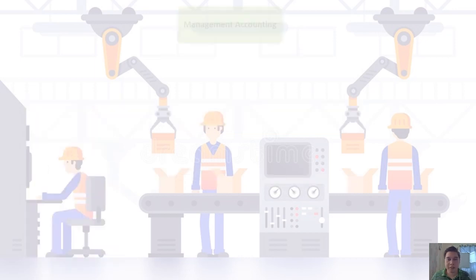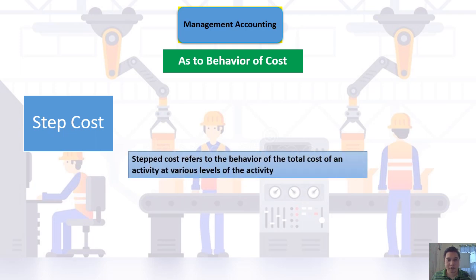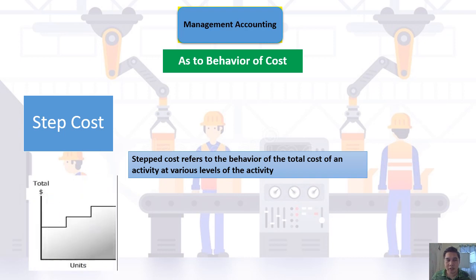Okay, so yung last part natin, which is the step cost. So, step cost from the word itself refers to the behavior of total cost of an activity at various level of the activity. So, this is what the graph looks like. So, as you can see, step cost, so para po siyang hagdanan. So, ibig sabihin po, nag-i-increase lang ang ating cost sa certain activity level. So, hindi po yan every time na nagkakaroon ng change sa activity level, tumataas po ang ating cost. So, tumataas lang siya at a specific activity level.